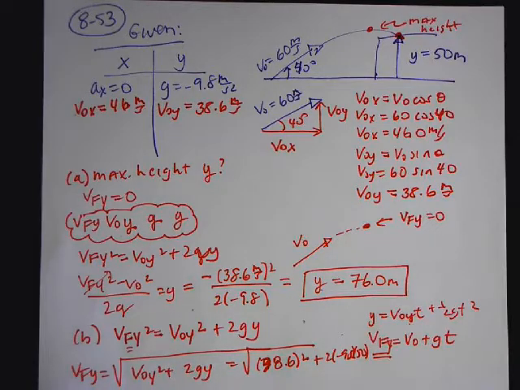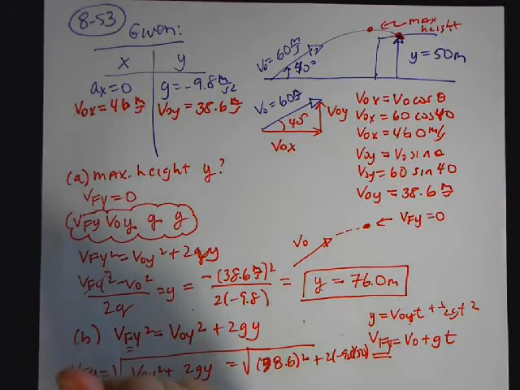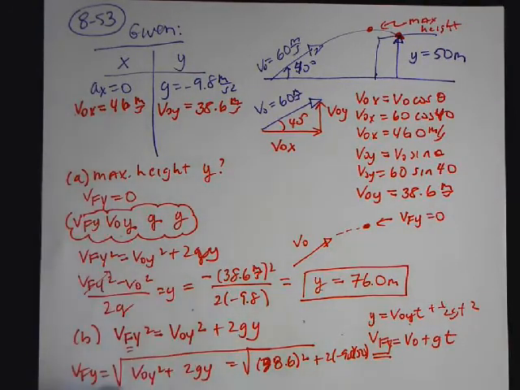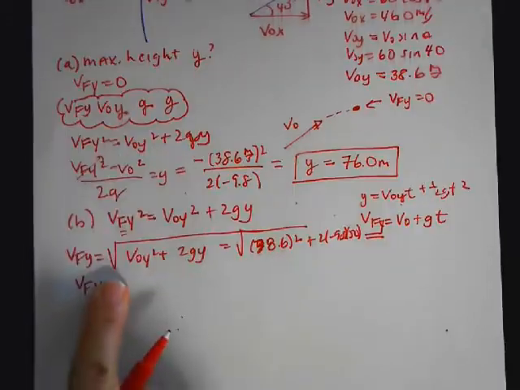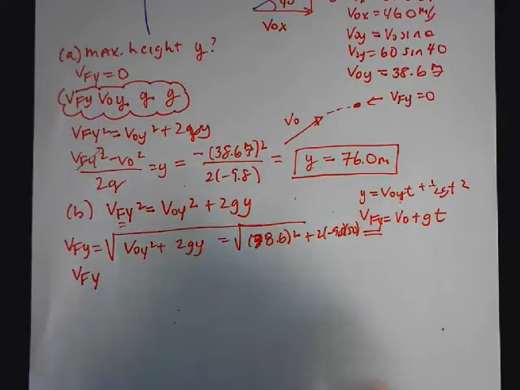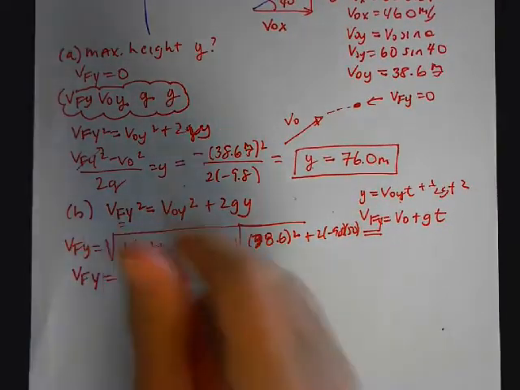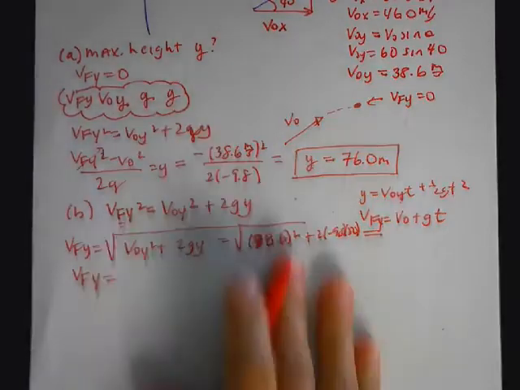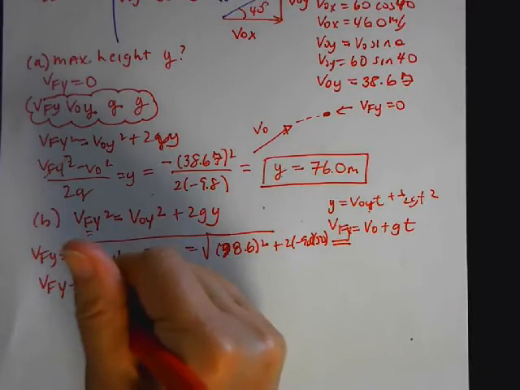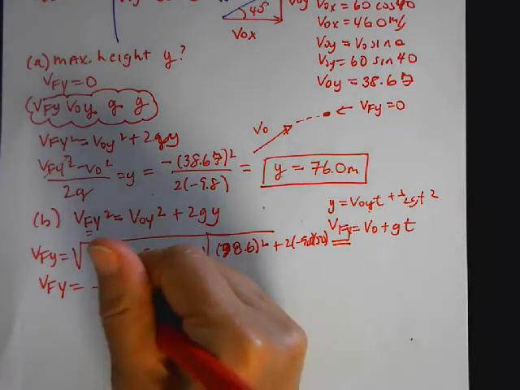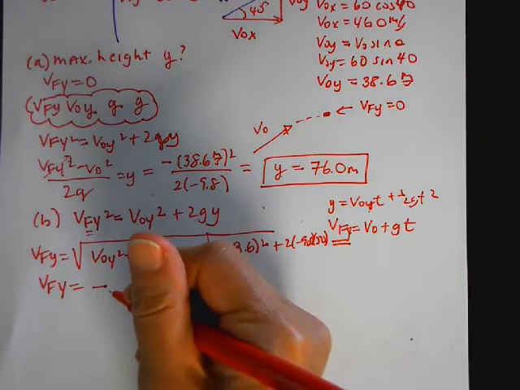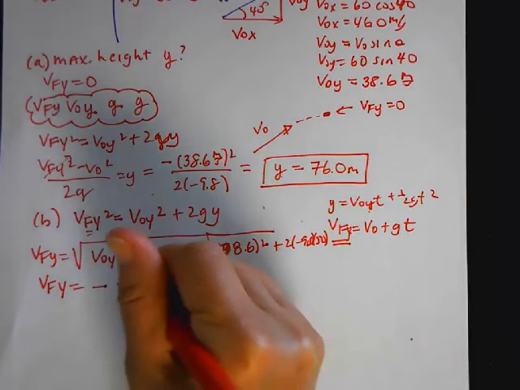So when I do that, vfy comes out to be, now remember, when I take a square root it can be what? A positive or negative value, right? So this, it's coming back down. Because we already know this is at the maximum height, this is going to be the negative one. It's going to be negative 22.5 meters per second.